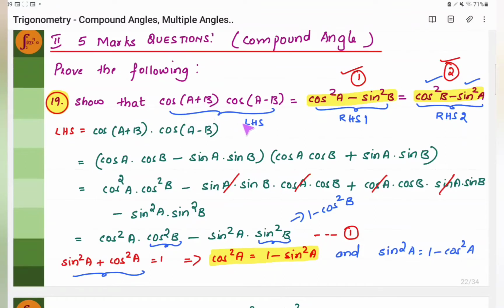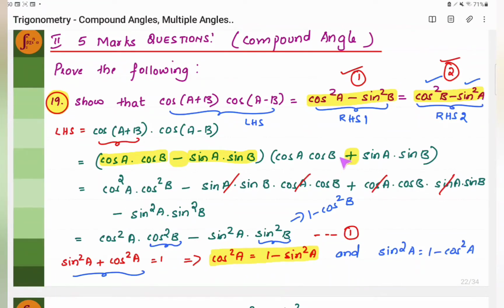So now we'll start with LHS. LHS is cos(A+B) into cos(A-B). Now we have cos(A+B) here. What is the formula for cos(A+B)? It is cos A cos B minus sin A sin B. So cos formulas are easy, right? You have to put cos on one side and sin on the other side, right? Similarly, we'll expand cos(A-B). So cos(A-B) is cos A cos B plus sin A sin B. Notice the signs here. For cos(A-B), the sign is plus. For cos(A+B), the sign is minus. So it is just the reverse.